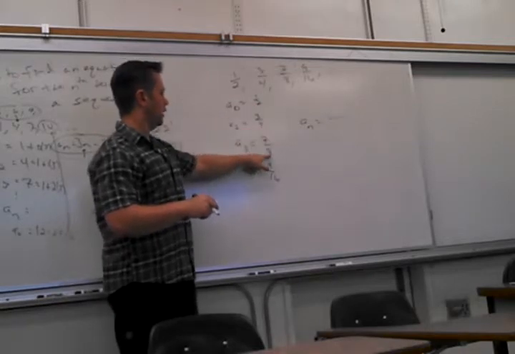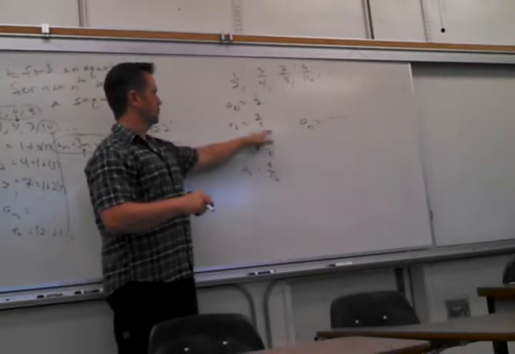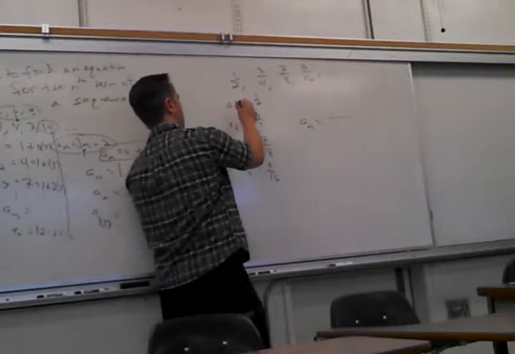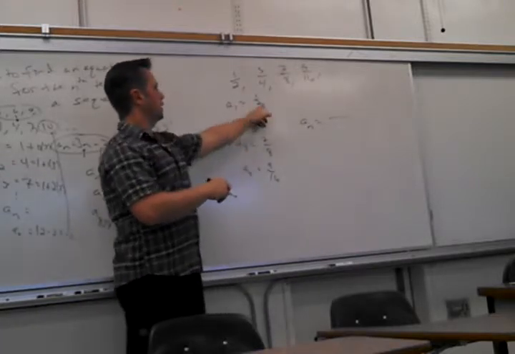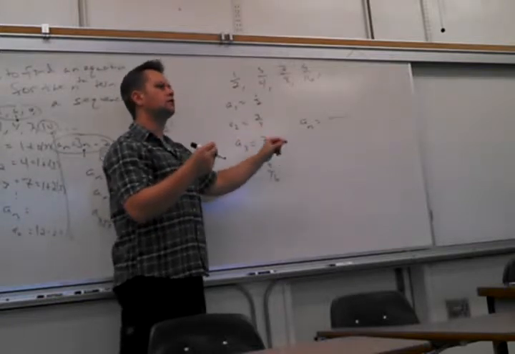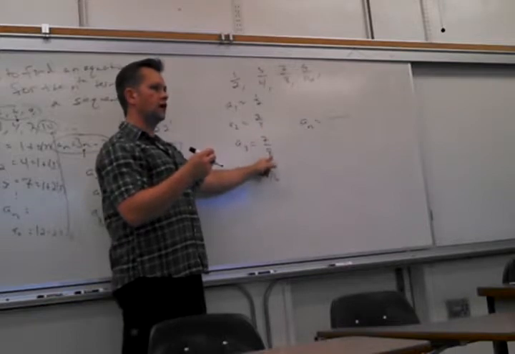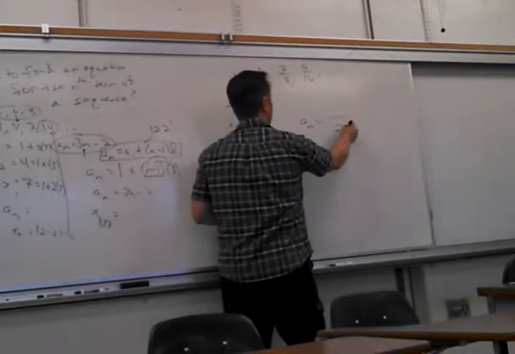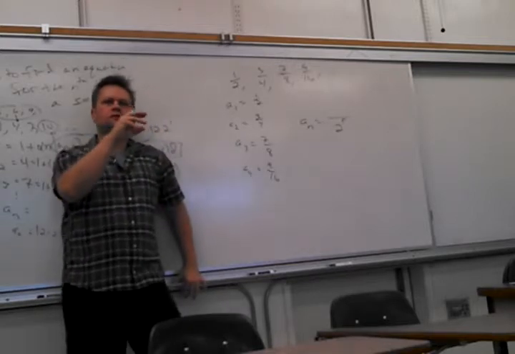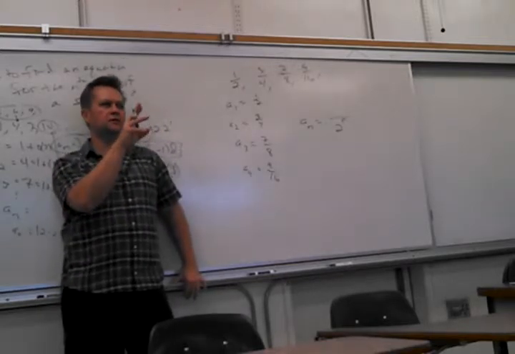2, 4, 8, 16. When n is 1, I get 2. When n is 2, I get 4. When n is 3, I get 8. 2 squared is 4. 2 cubed is 8. So in general, it's 2 to the n. I like it. This is our first baby steps into this thing.